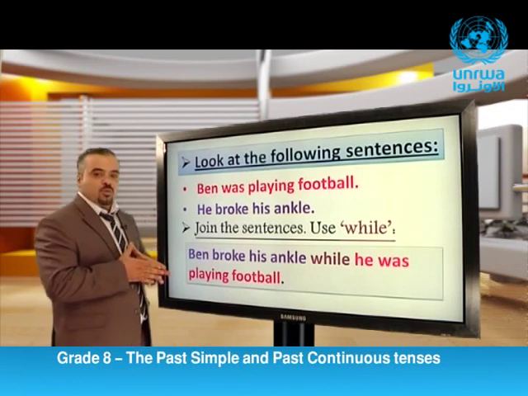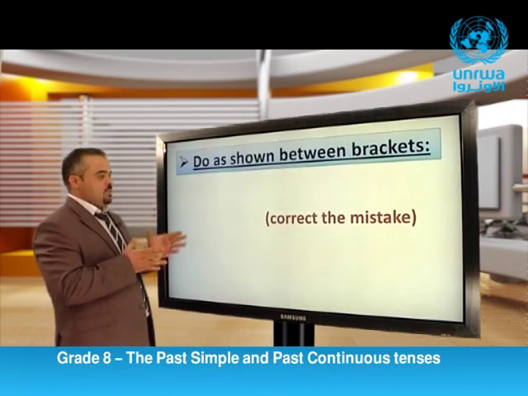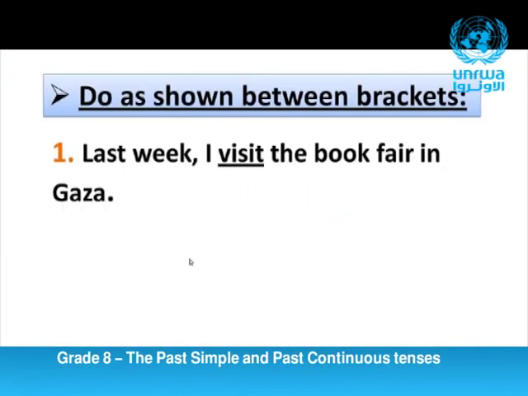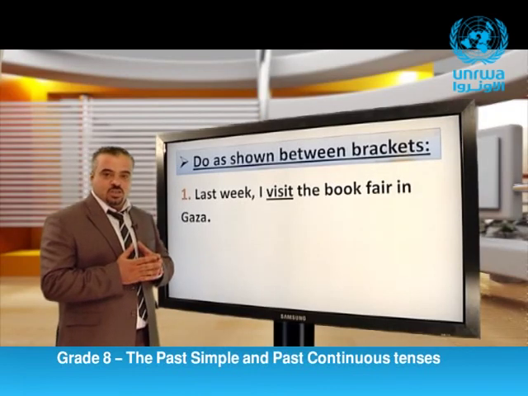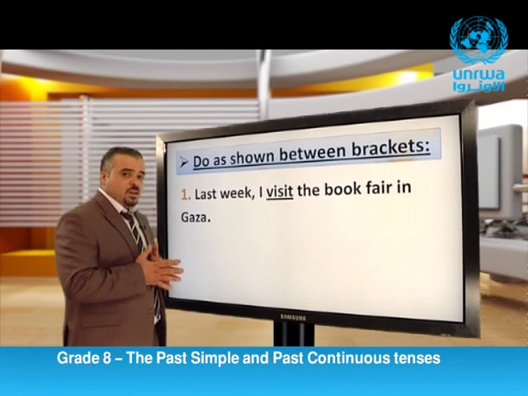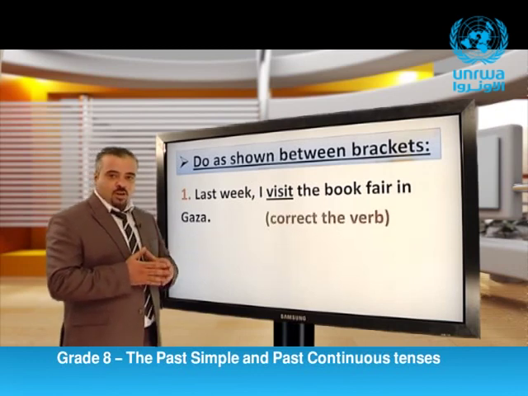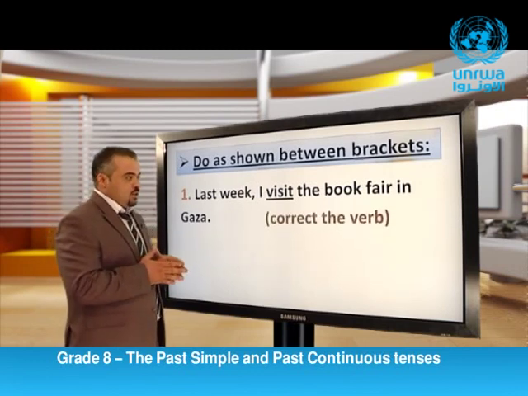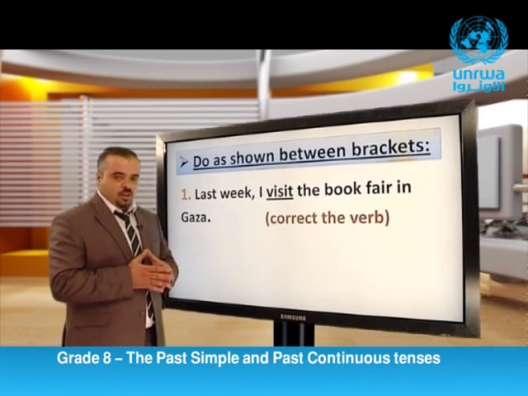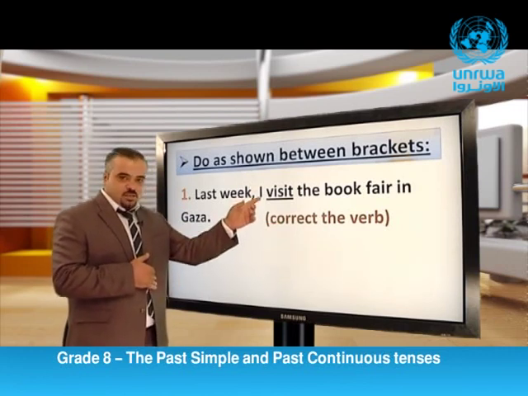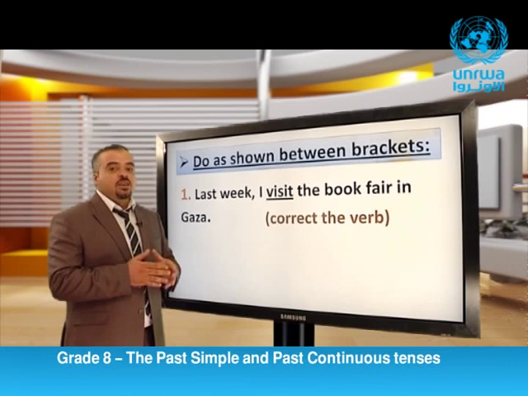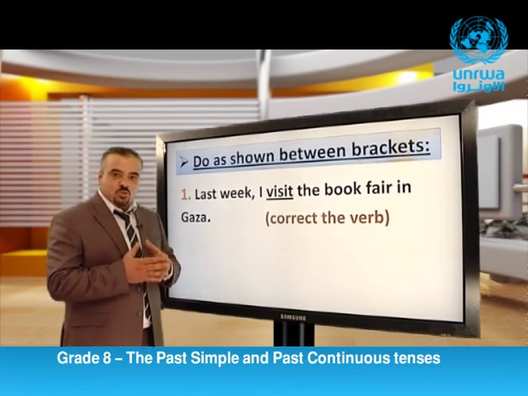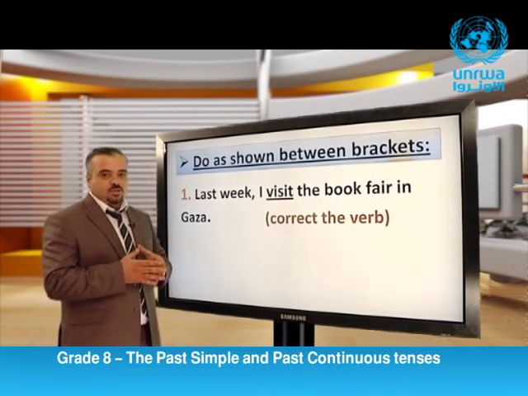Okay, now let's move to the next activity. Do as shown between brackets. Number 1. Last week I visited the book fair in Gaza. The rubric between brackets: correct the verb. Look here, the verb visit is incorrect. So we need to correct the verb.